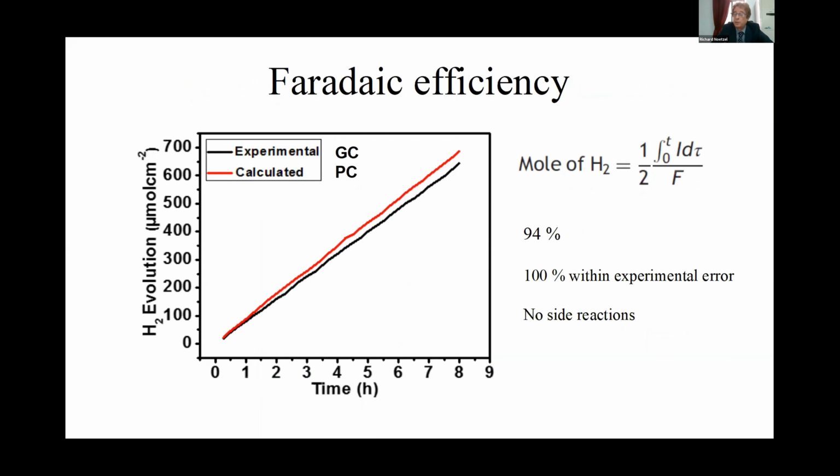The presence or non-presence of any side reactions is better shown in the Faradaic efficiency. And this compares the hydrogen evolution as a function of time, measured experimentally by gas chromatography and compared theoretically to the photocurrent. And we see we have a Faradaic efficiency of 94%, which means 100% efficiency within the experimental error. That shows all current we put in is indeed converted to the production of hydrogen.